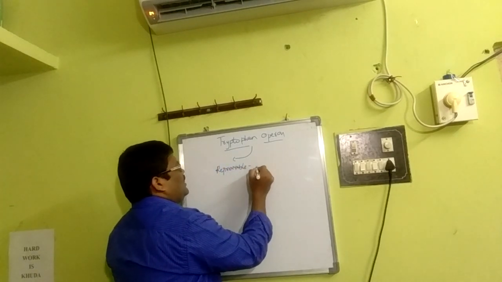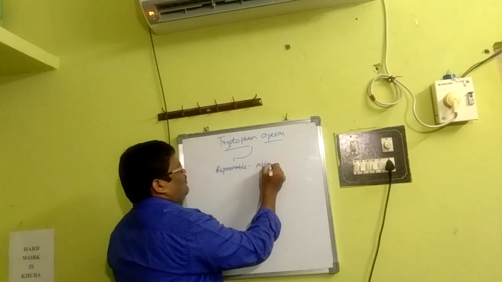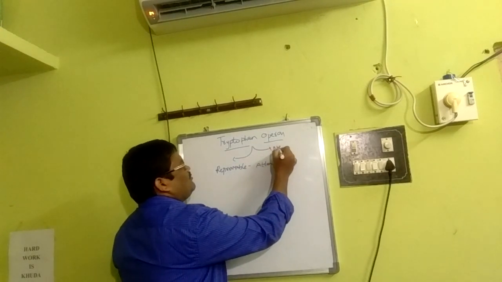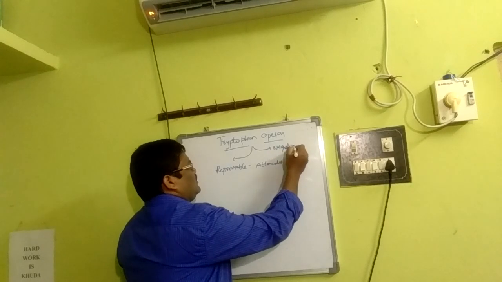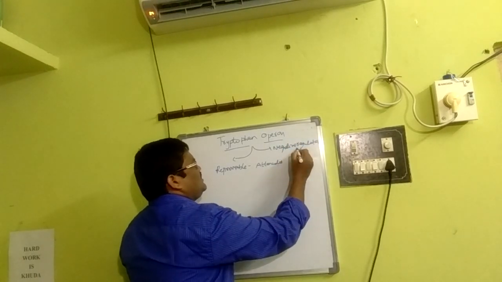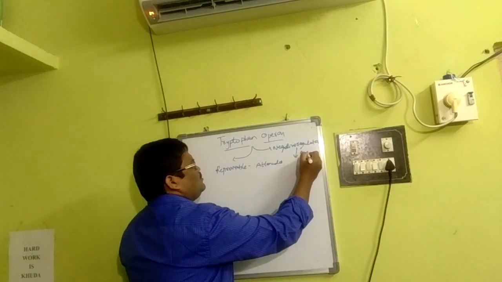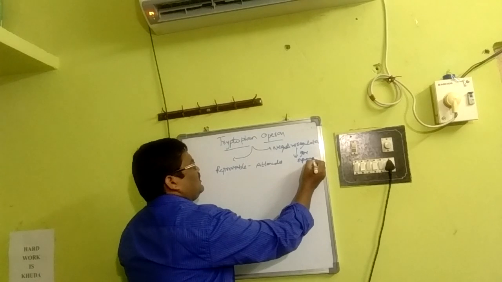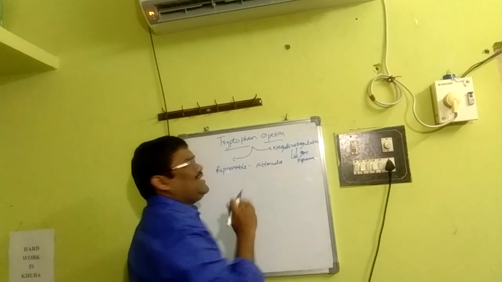Repressible operon. At the same time, an attenuator operon. I will tell you what exactly that is. And it is a typical example of negative regulation. Negative regulation means gene expression is reduced. These are the basic concepts.